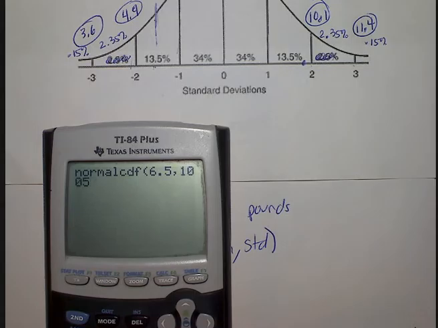Just pick that out, okay? So do a large number, comma. For this particular problem, the mean is 7.5, comma, and the standard deviation is 1.3, end parentheses.